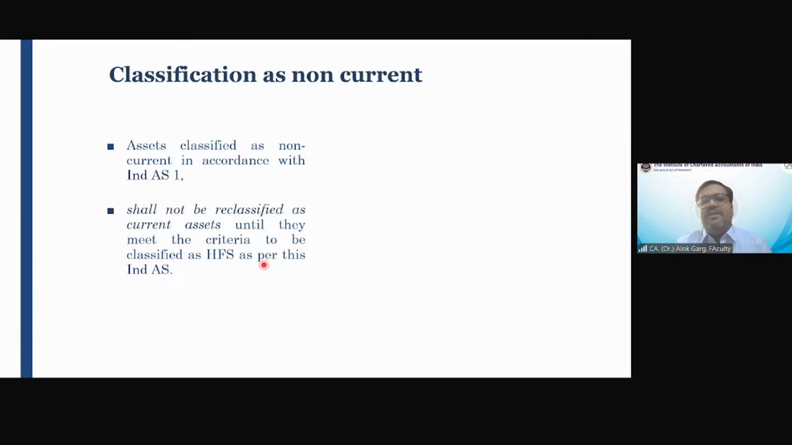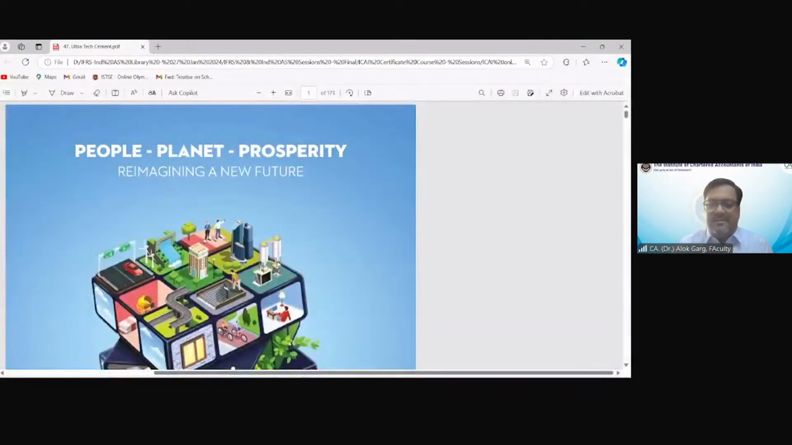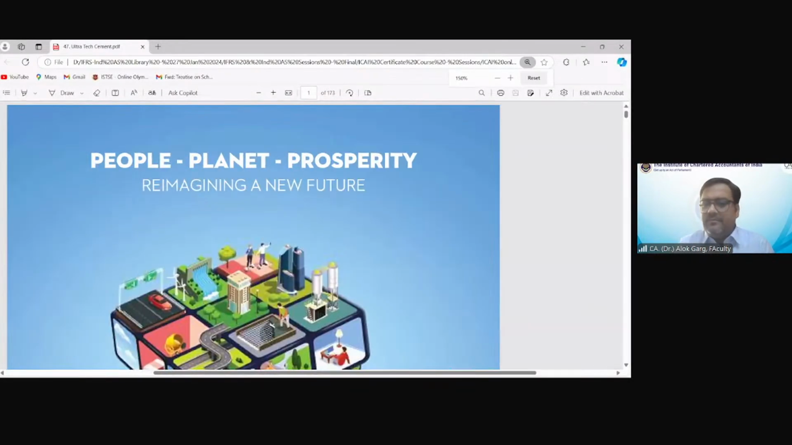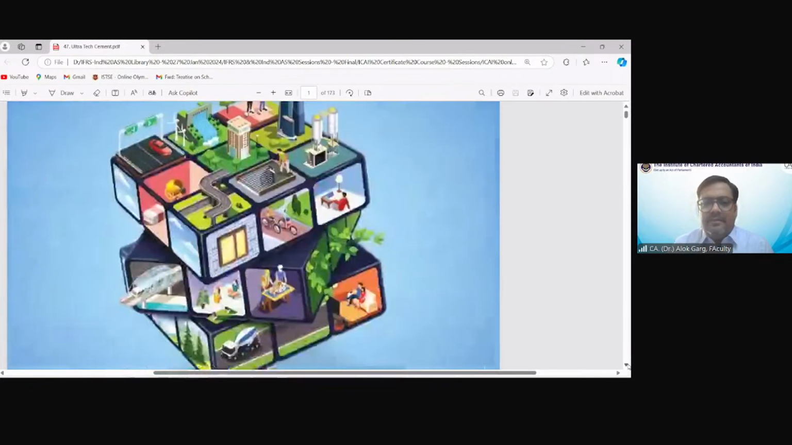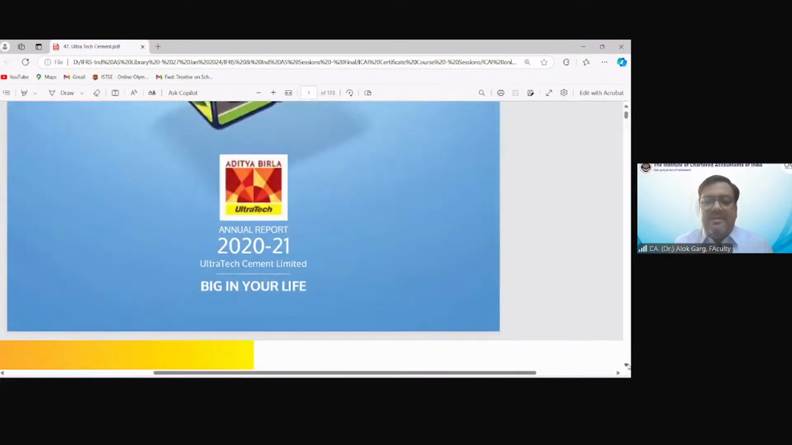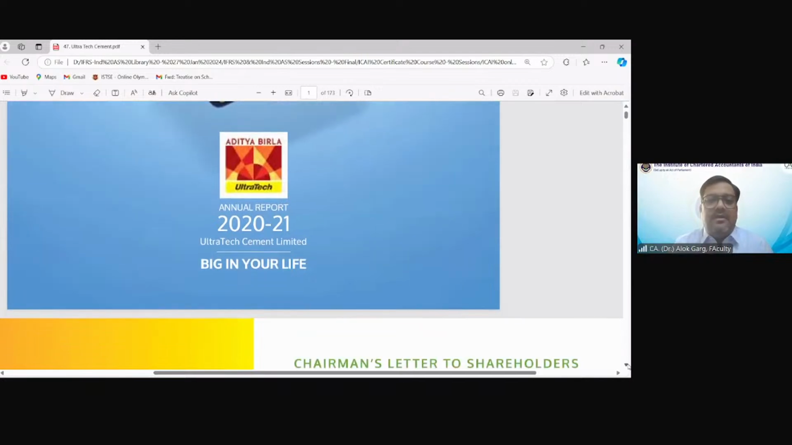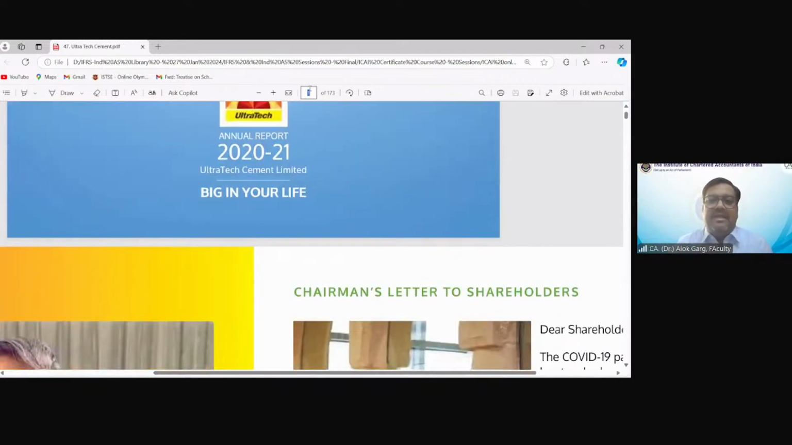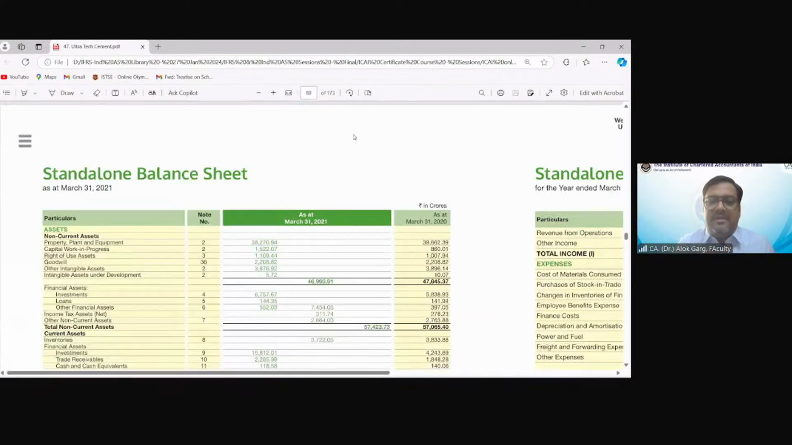So let me open the balance sheet of Ultratech Cement. You guys will be happy to see that balance sheet. And please confirm if my screen is visible, whether my screen is visible. Can you see this Ultratech Cement balance sheet? Yes. Okay. Let me take you to the balance sheet. This is the annual report of Ultratech Cements. I hope the balance sheet is visible now.